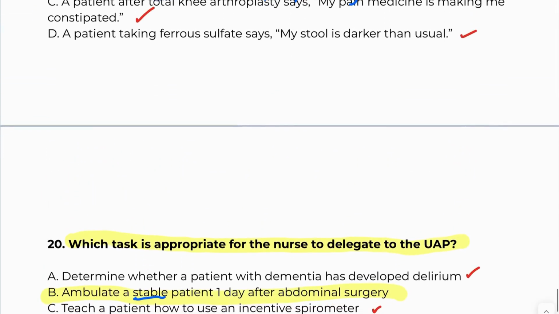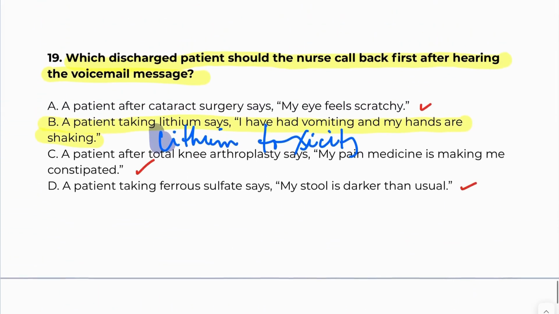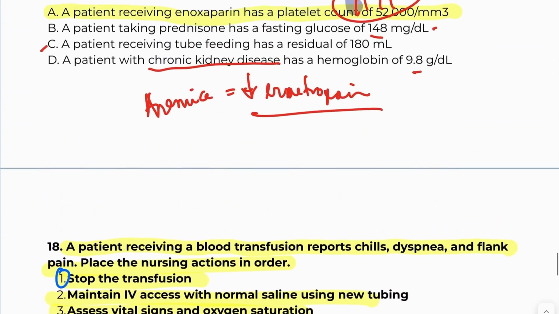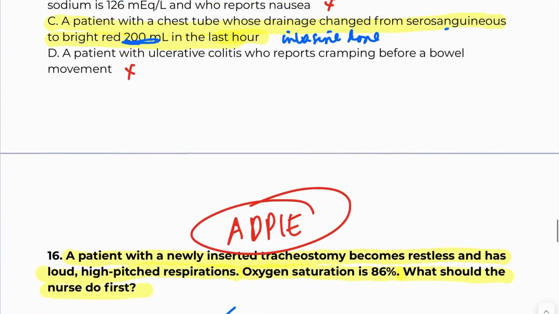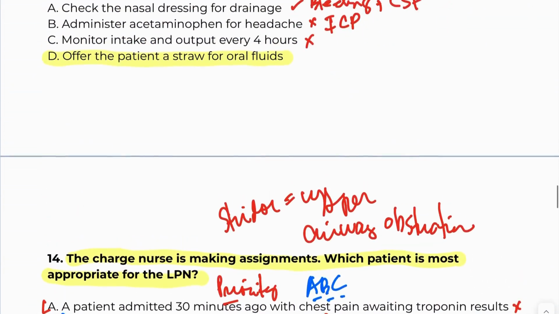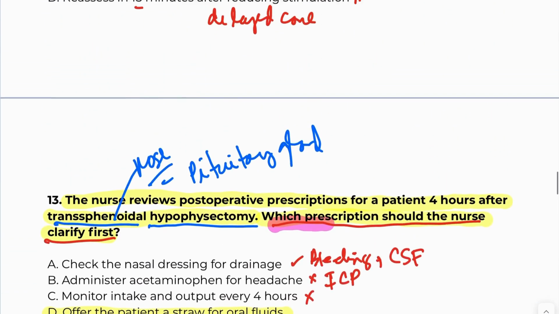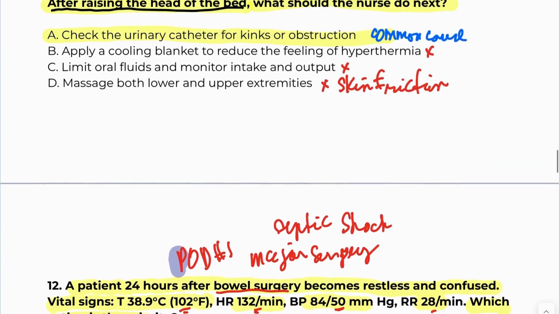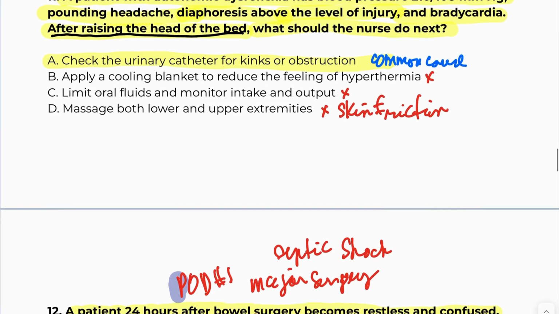So that's the end of our 10 prioritization questions for today. Comment in the comment section how much you got. I hope you learned something.